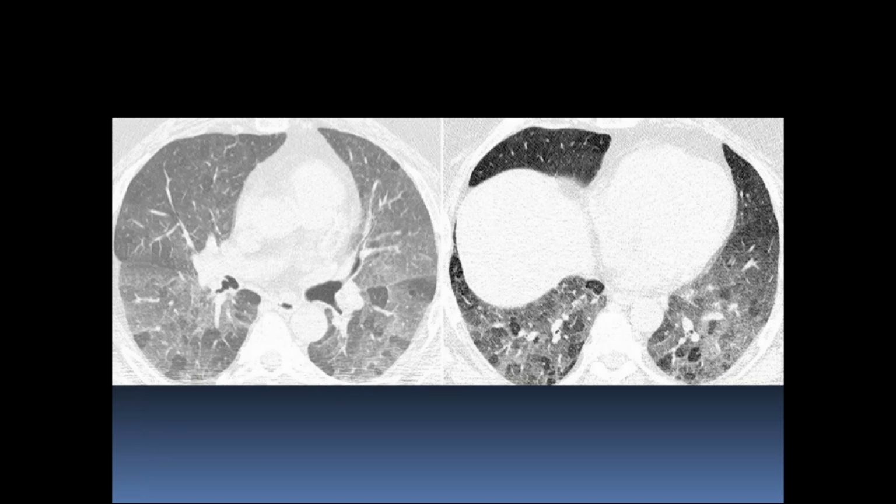Here is an inspiratory chest on the left. I'll get my arrow going here. You can see the areas of ground glass. And then here's an expiratory image with the greater differentiation of the ground glass and the air trapping within the secondary lobular units.